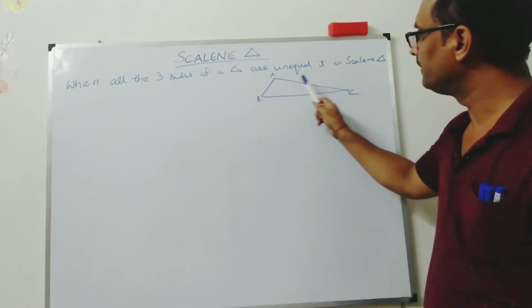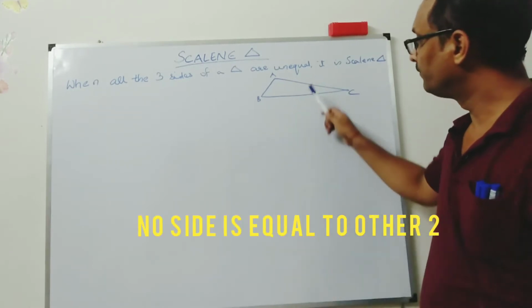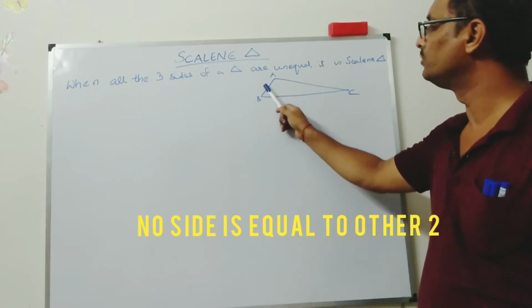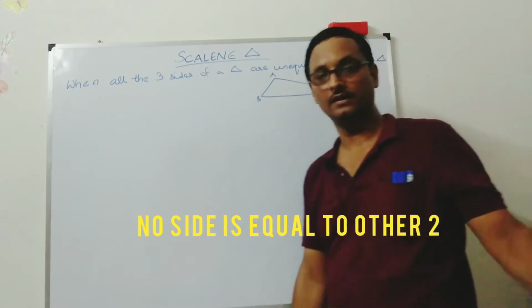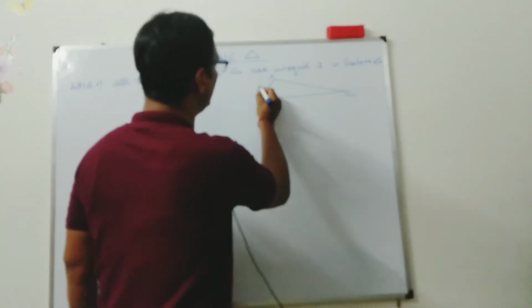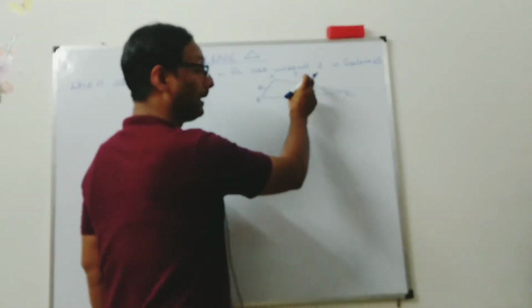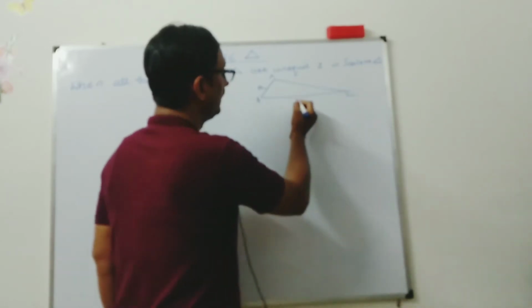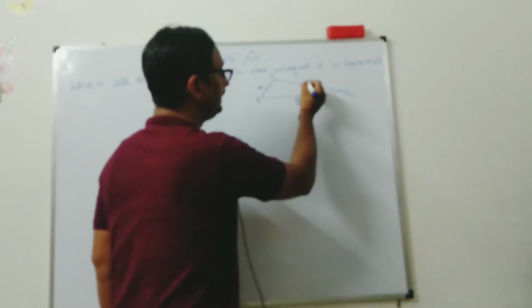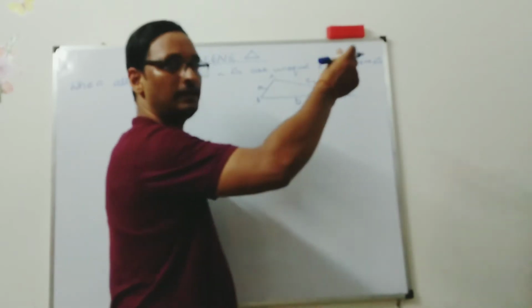Is this side equal to this one? No, no sides are equal. So if the length of this side is A, this side has to be different, because all the three sides are different. If this side is B, then this will be C.